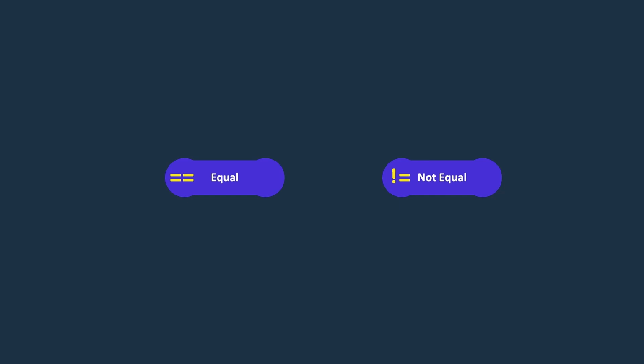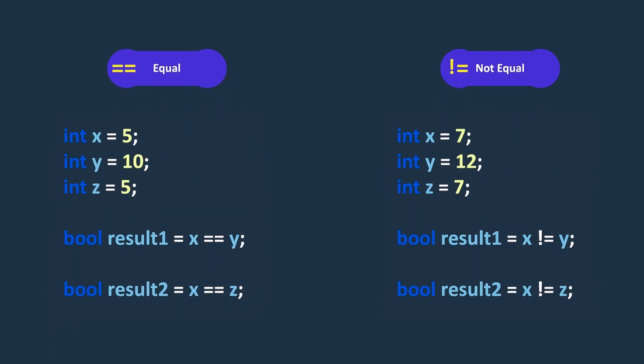Equal and not equal operators behave differently when applied to value types and reference types. When used with value types, equal and not equal operators compare whether two values are equal or not. For example, here, since 5 is not equal to 10, the value of result 1 would be false. On the other hand, since 5 is equal to 5, the value of result 2 would be true. And in here, since 7 is not equal to 12, the value of result 1 would be true, and since 7 is equal to 7, the value of result 2 would be false.